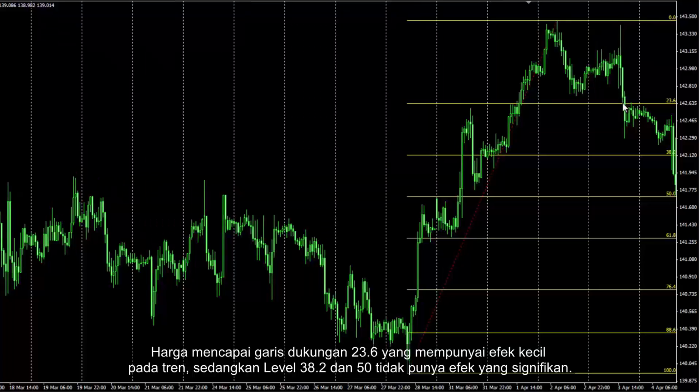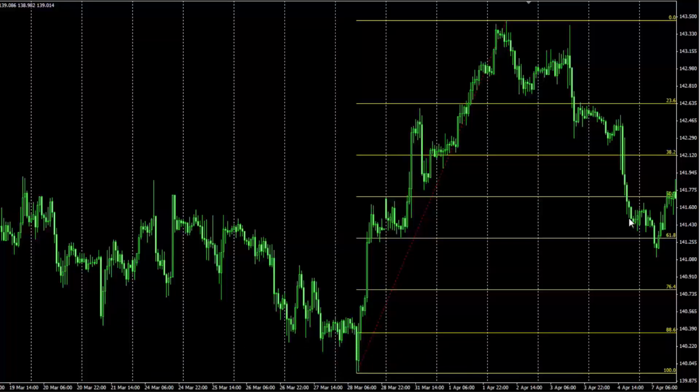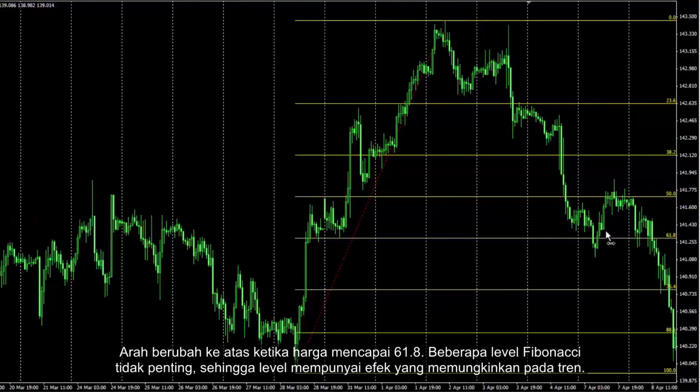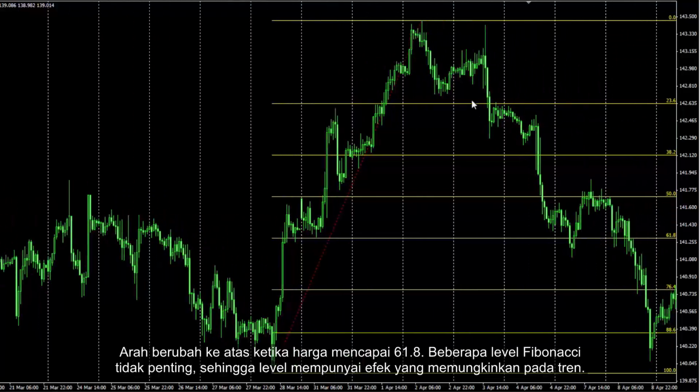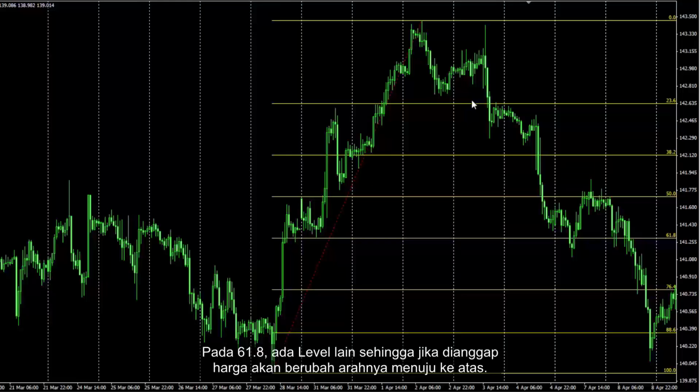Price has reached 23.6 support line, which had little effect on the trend, while 38.2 and 50 level did not have significant effect. Direction has changed to upward when price reached 61.8. Some Fibonacci levels are not important, so levels have provable effect on a trend. On 61.8 there is another level, so it was supposed price would change its direction towards upside.